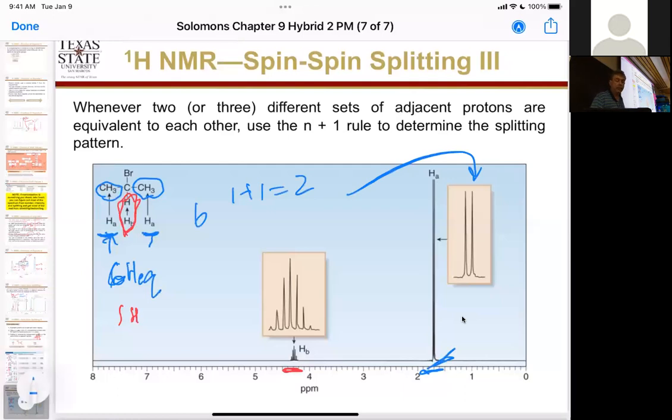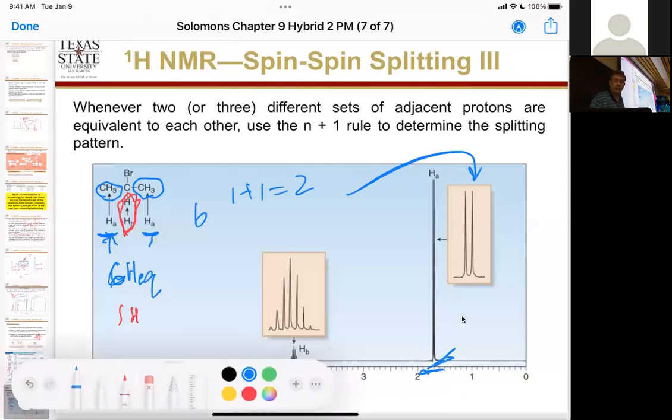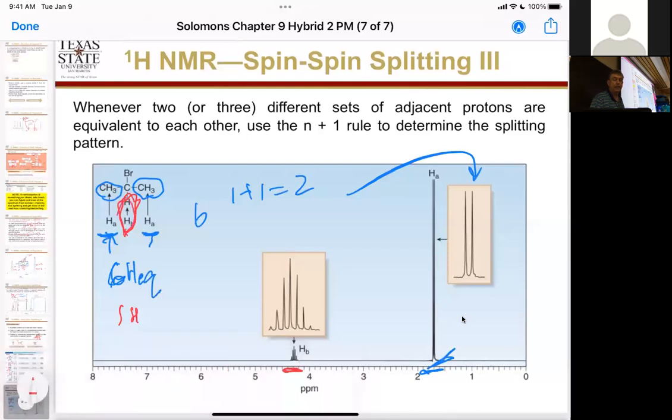Now let's look at the middle one here. And in that one right here, we have 1 peak right here, but it's next to 6 non-equivalent hydrogens. 6 plus 1 is equal to 7. So we have 1, 2, 3, 4, 5, 6, 7 peaks.